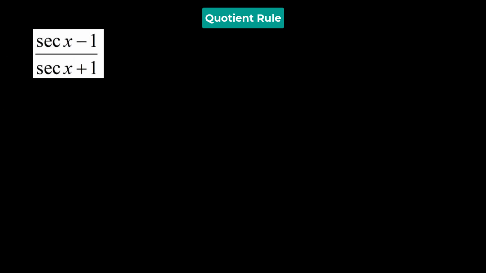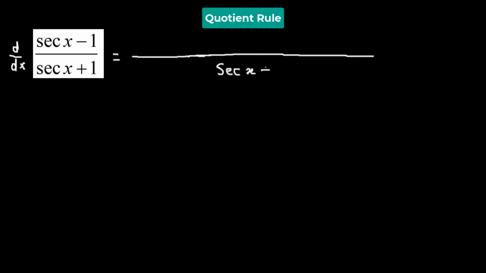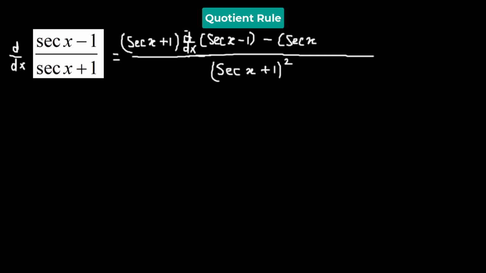So we have the function secant x minus 1 over secant of x plus 1. Let's find the derivative with respect to x by using the quotient rule. So we'll have secant of x plus 1 whole squared in the denominator, and in the numerator we'll have secant of x plus 1 multiplied to the derivative of the numerator, which is secant of x minus 1, minus secant of x minus 1 multiplied to the derivative of secant of x plus 1.